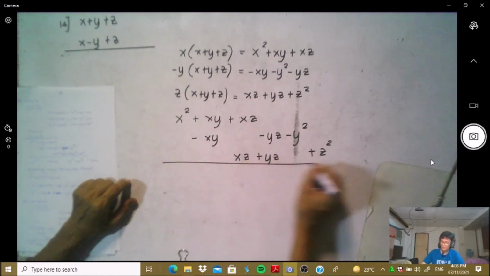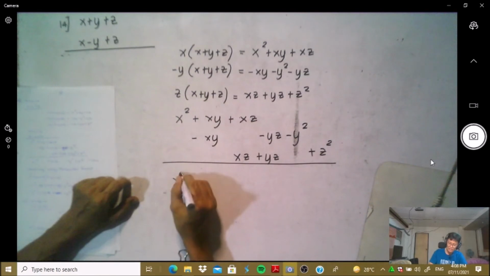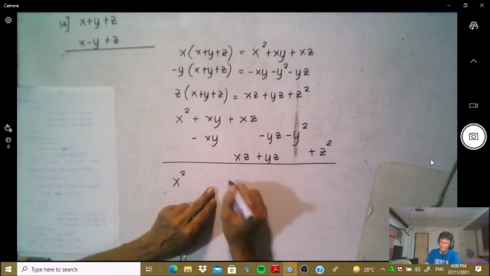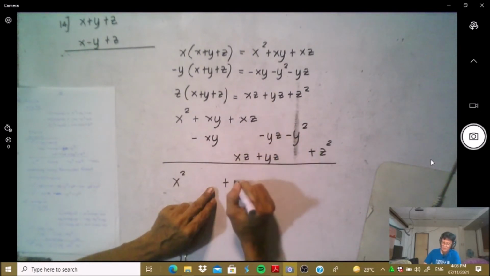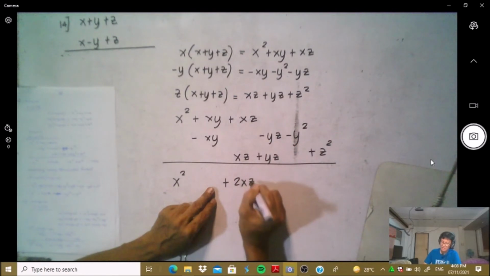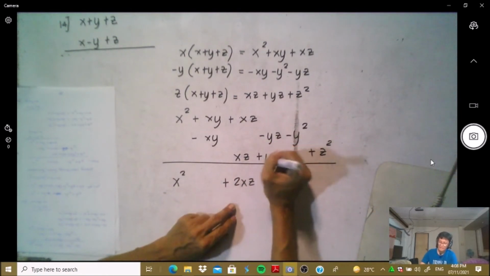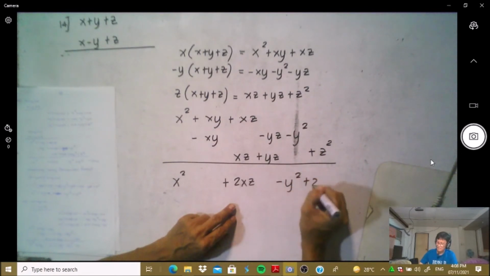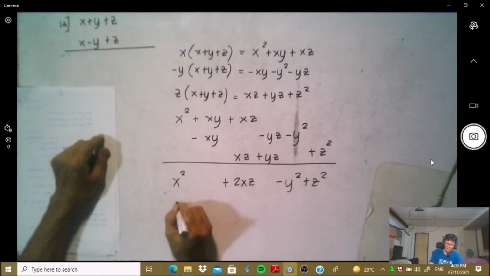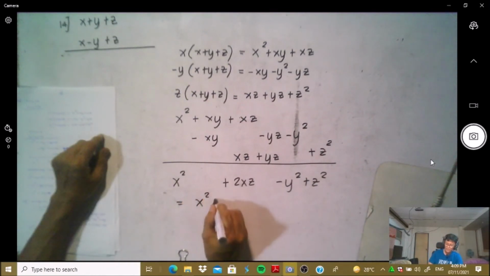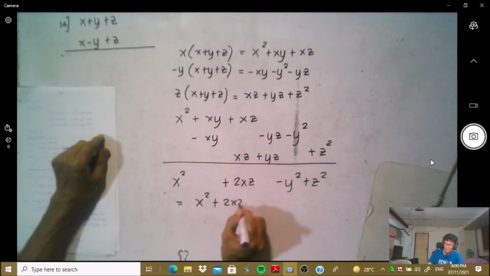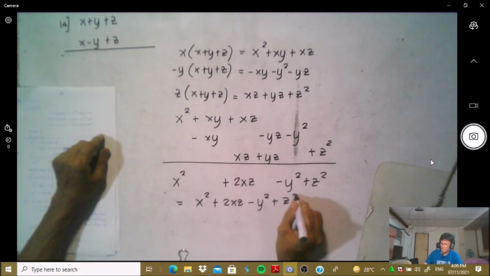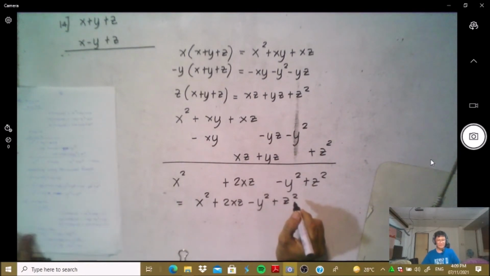Therefore, we can now combine. So bring down x squared, and positive xy minus xy is 0. So we have plus xz plus xz is equal to 2xz. Then we can again cancel this. Then minus y squared plus z squared. Therefore, our answer will be equal to x squared plus 2xz minus y squared plus z squared. Let's check. We have number 14.